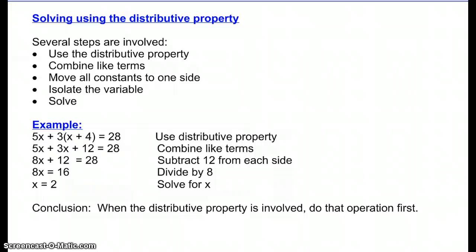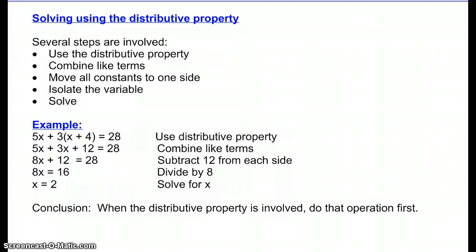You can also solve using the distributive property, but there are several steps here. You use the distributive property, so you multiply things out. Then you combine all your like terms. Then you move all your constants to one side, isolate the variable, and solve.